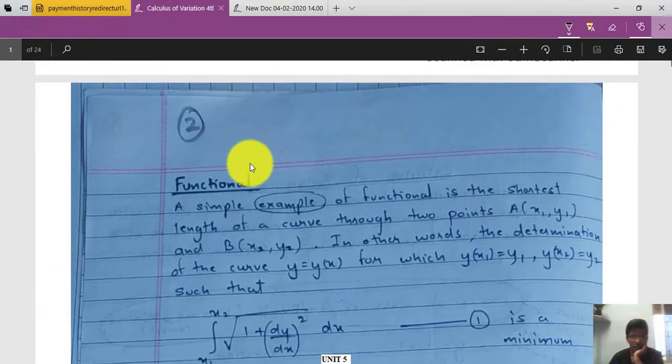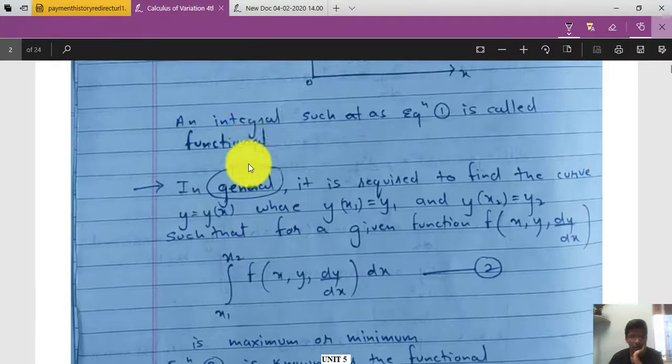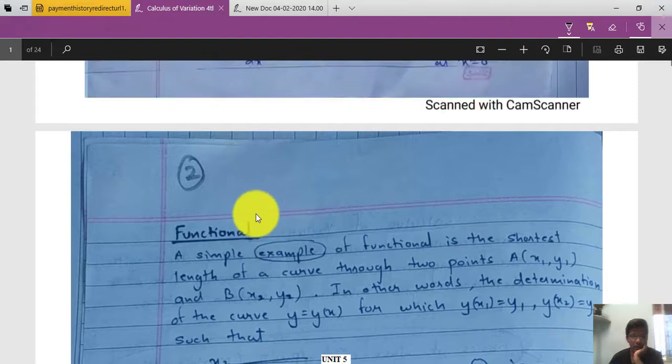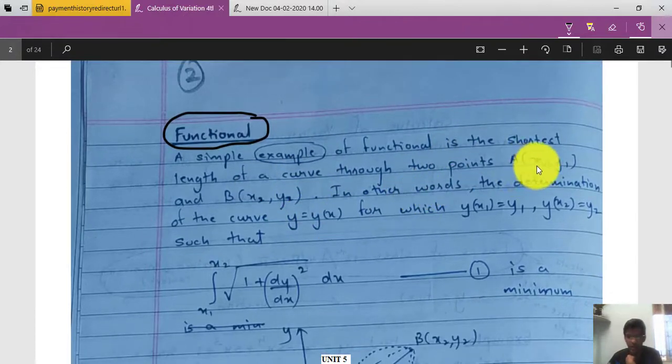Now before starting with the definition of functional or variation problem, we shall see what is this functional, right? Let me take a simple example. A simple example of a functional is the shortest length of a curve through 2 points, that is A equal to (x1, y1) and B equal to (x2, y2).